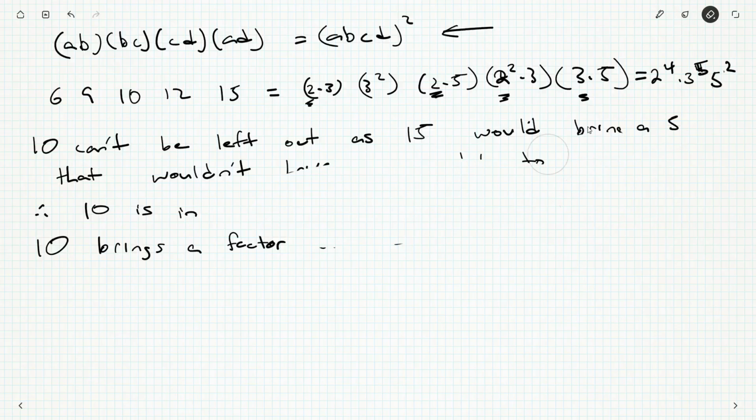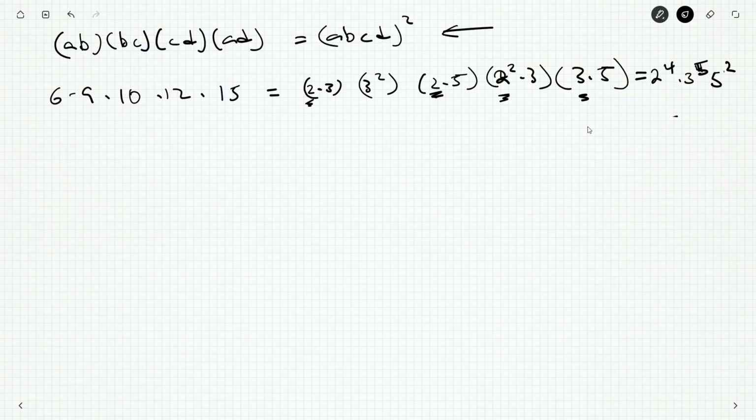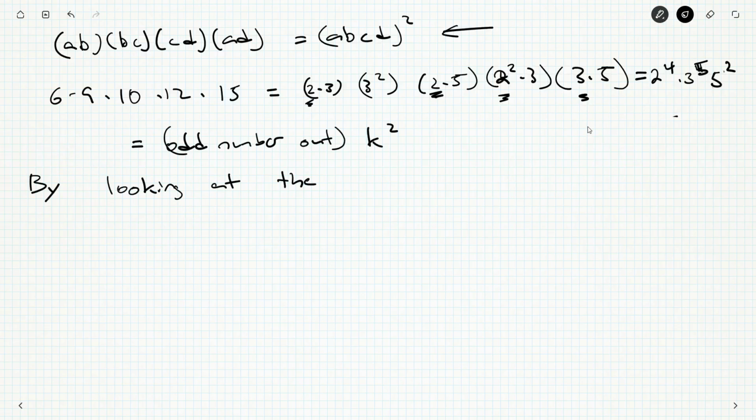So yeah, actually let's do that argument. I didn't think it would work out, but so this equals the odd number out times a perfect square. By looking at the exponents, this is a much cleaner argument. There is an extra 3. Okay, there's a 3 around that we cannot allow.